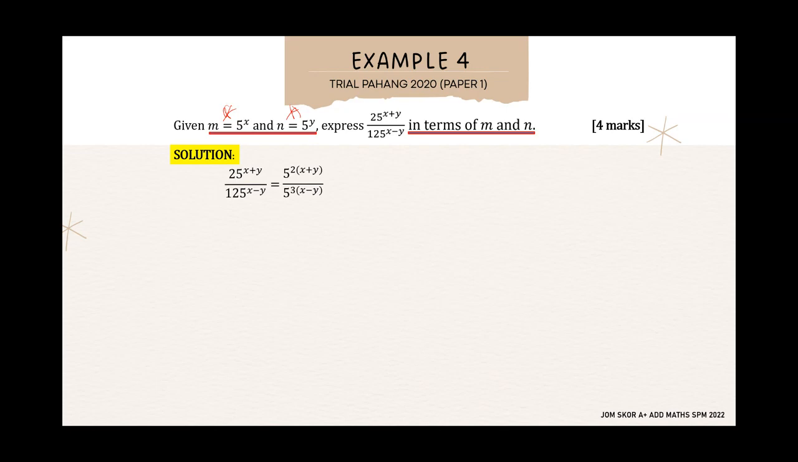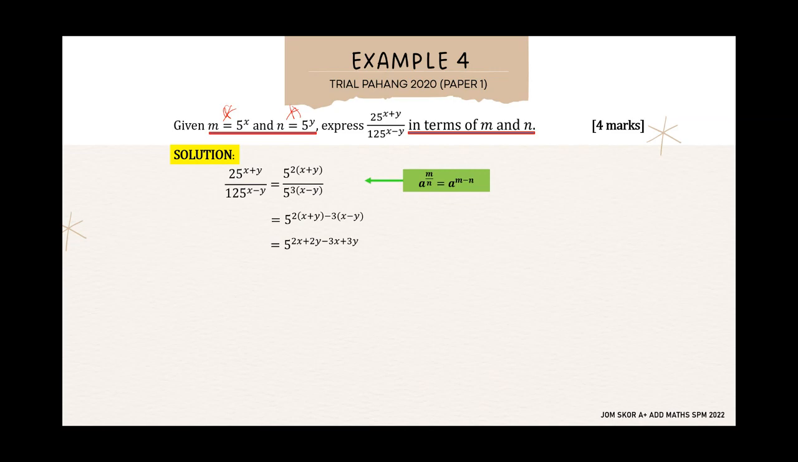Okay, bila division, kita akan tolakkan index. So, jom kita tolak sama-sama. Okay, so kita akan dapat 5 to the power of 2 in bracket x plus y minus 3 in bracket x minus y. Okay, kita guna law tadi, operasi tolak untuk index. Okay, sekarang kita simplify sahaja. Kita akan dapat 5 to the power of 2x plus 2y minus 3x plus 3y.